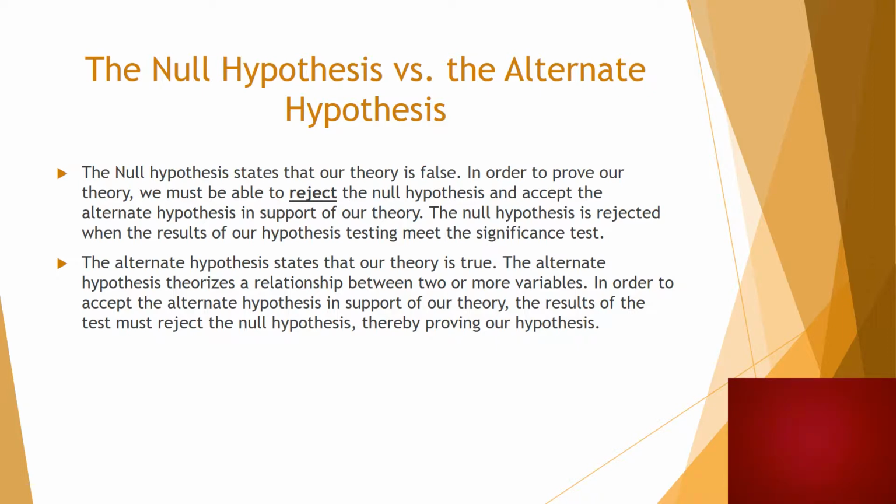The alternate hypothesis states that our theory is true. The alternate hypothesis theorizes a relationship between two or more variables. In order to accept the alternate hypothesis in support of our theory, the results of the test must reject the null hypothesis, thereby proving our hypothesis.